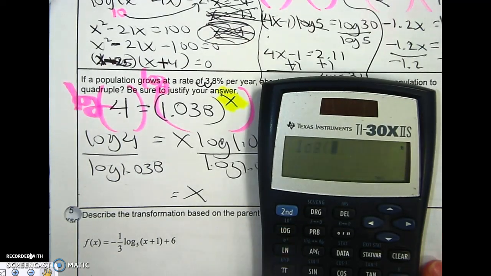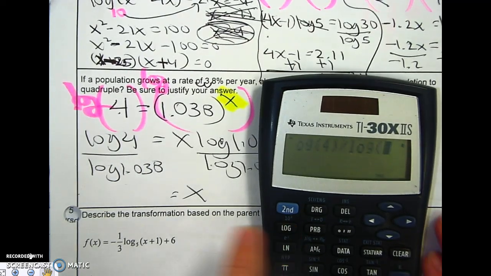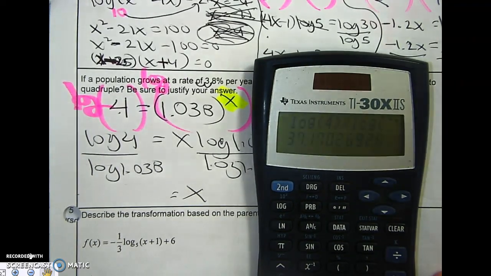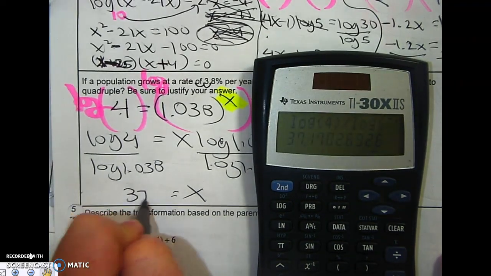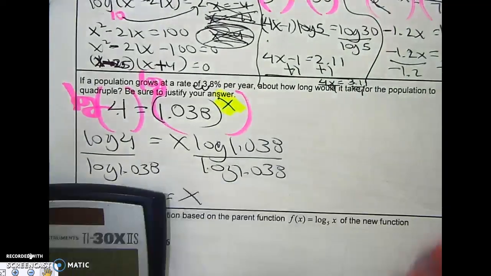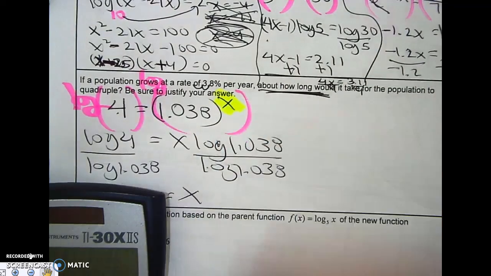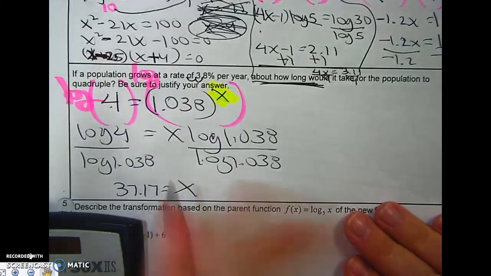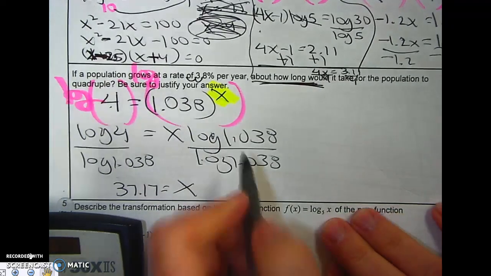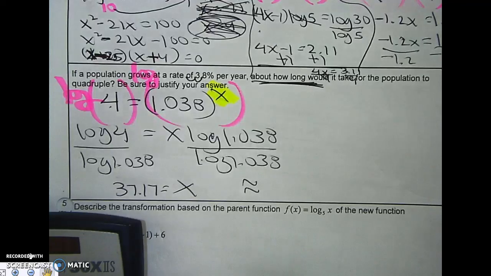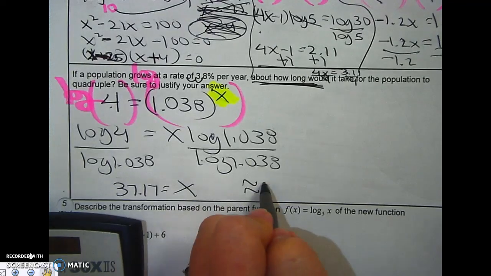So I'm going to go log 4 divided by log of 1.038. And I get 37.17. Okay, now I have to read what the question says. It says, about how long would it take the population to quadruple? So honestly, I guess in this case, I'd probably be happy with 37, because it says about 37 years.